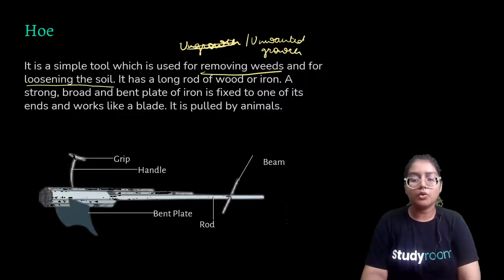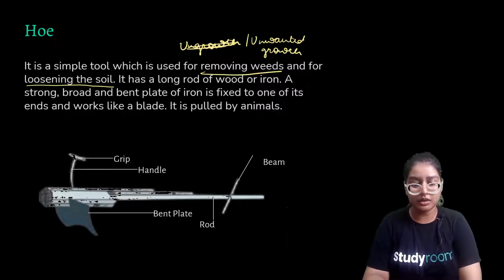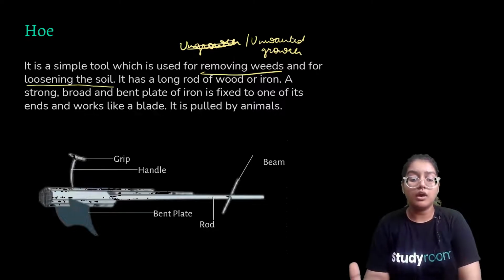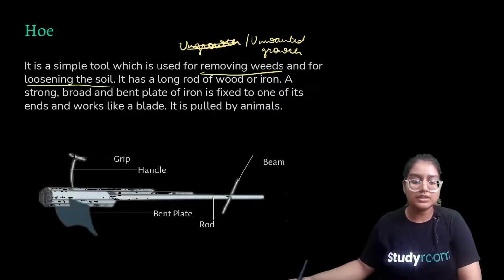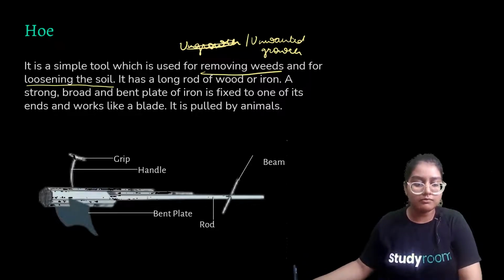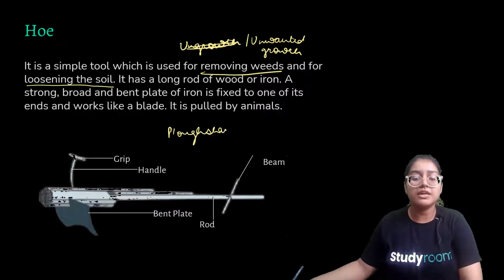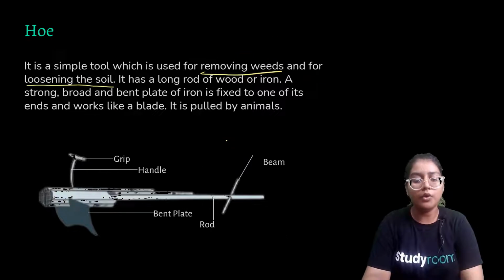It has a long rod of wood or iron. You'll see it resembles the plug, right? But it is more advanced. You can see the handle here. There is a grip to hold it down. There is a beam. It's a bent shape. So now you will see the plug share or plug shaft is being replaced by the hoe. Right, so this is the hoe.